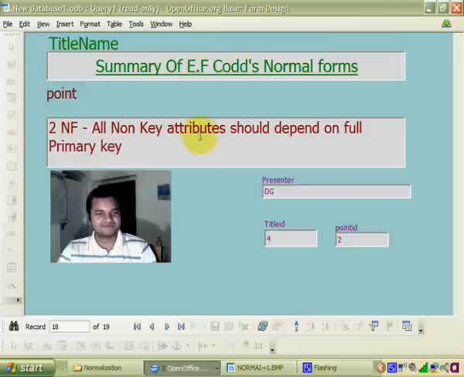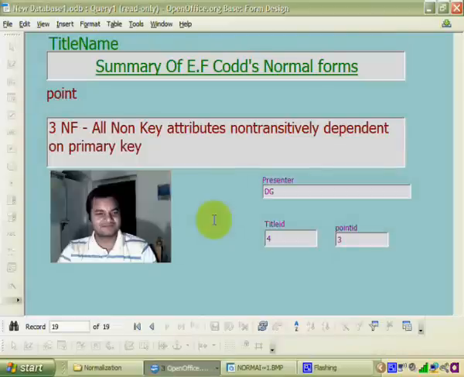So all non-key attributes should depend on the full primary key and not on parts of the primary key. So if you tell me only about the person, and not about the relationship, then that information will be dependent on the person ID and not on the project ID. And if you tell about the project, it will be dependent on the project ID and not the person ID. So those things should be avoided.